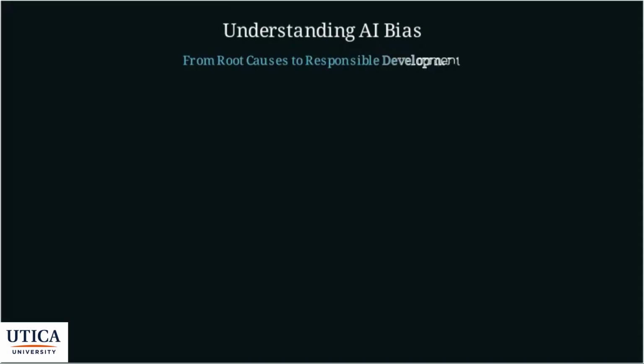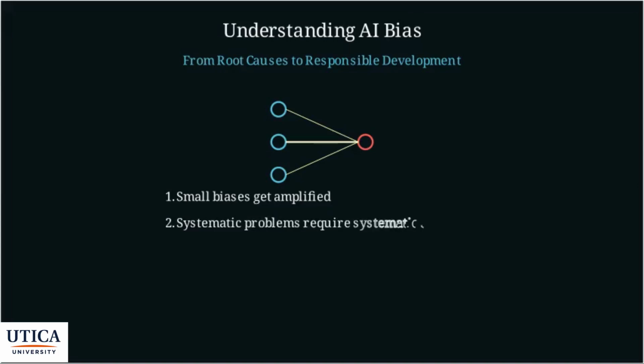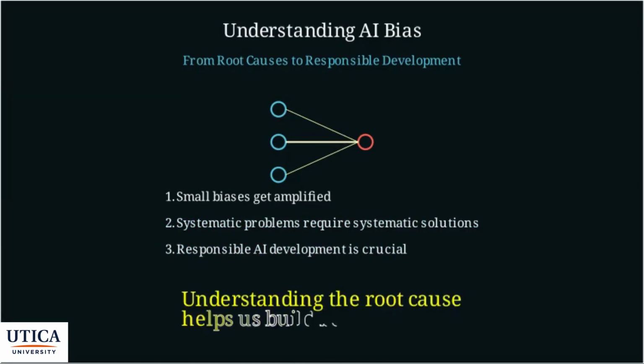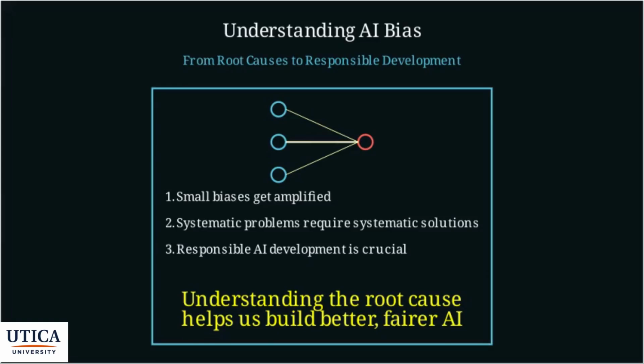Understanding how perceptrons can amplify bias is the first step towards building better AI systems. As we've seen, small biases can quickly become significant problems, but with proper awareness and the right mitigation strategies, we can create AI systems that are both powerful and fair. The future of AI depends on the ability to understand and address these fundamental issues. So let's commit to building AI systems that work fairly for everyone.